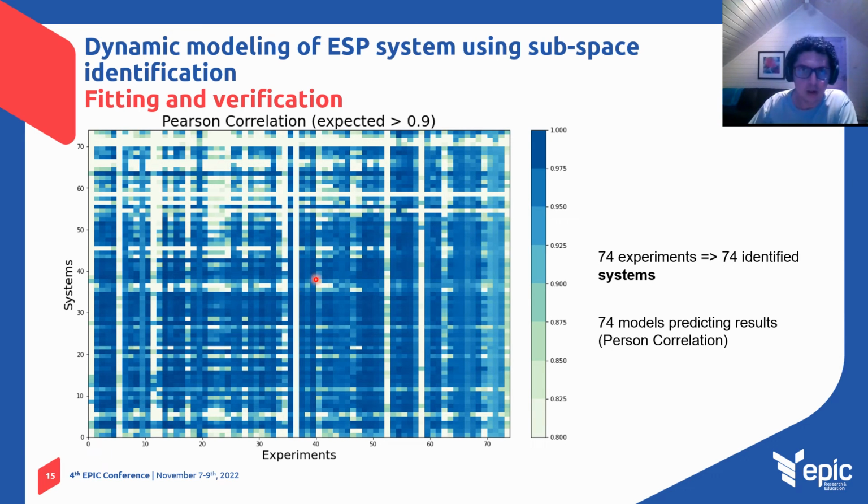This diagonal line of this figure represents the Pearson correlation coefficient of each system compared with the experimental data with which it was identified. Each horizontal line represents the performance of an identified system subject to the entire operational range. So note that a good part of the identified systems, this part, presents a Pearson correlation coefficient over 80%, even when compared with other experiments.